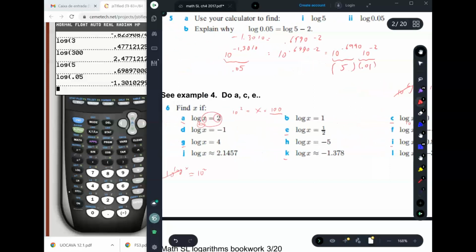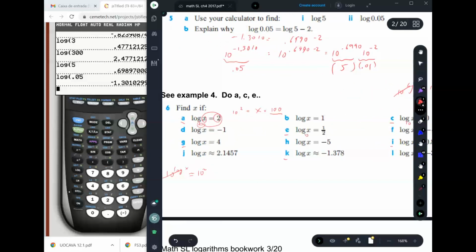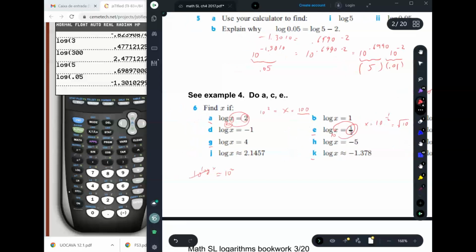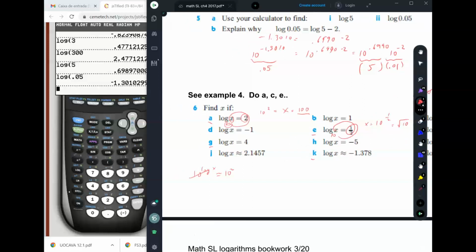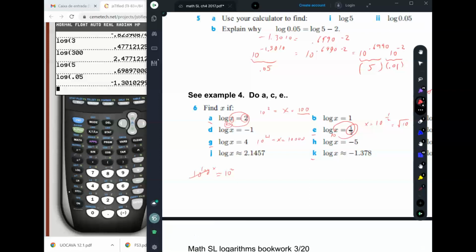What about E? So here I can see log of x is equal to 1/2. If I wanted to express this as an exponent, I would say 10 to the 1/2 is equal to x. So x is equal to 10 to the 1/2. That is equal to the square root of 10. If I did that on the calculator, it would be 3.16. Log x equals 4. So basically, that would be 10 to the 4 is equal to x. So x is equal to 10,000. Okay.